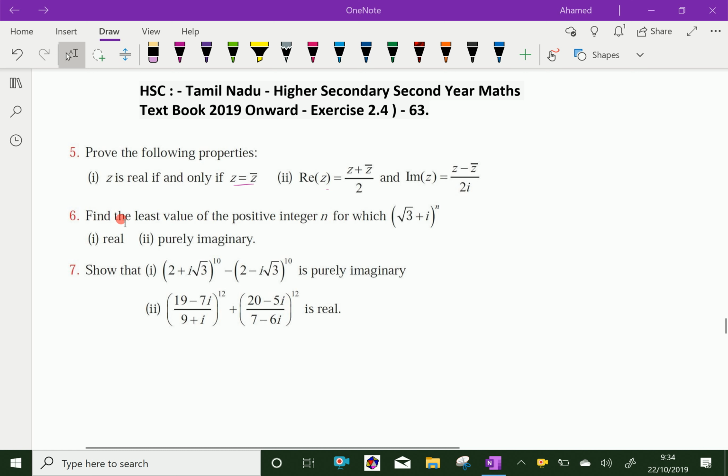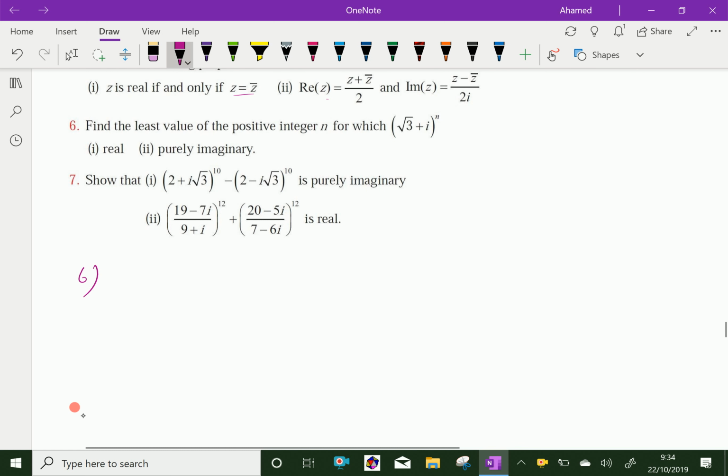Question number 6. Find the least value of the positive integer n for which (√3 + i)^n is real, and second, purely imaginary. Now question number 6. Let z equal the given expression, (√3 + i)^n.